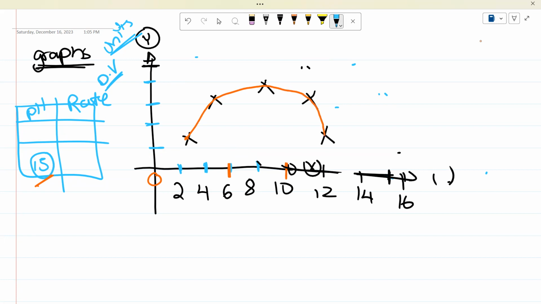And do not extrapolate. Do not do an extension and tell me it has to meet the 0. No, it does not have to meet the 0. It will meet the 0 only if there is a value that makes it meet the 0.